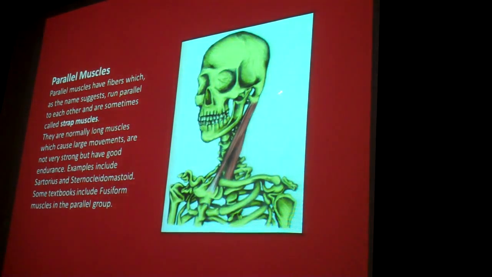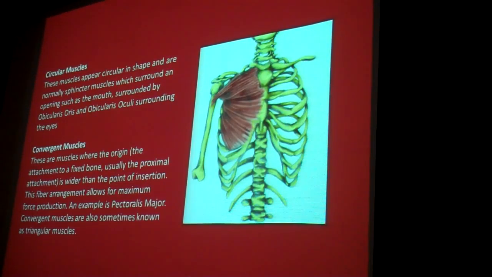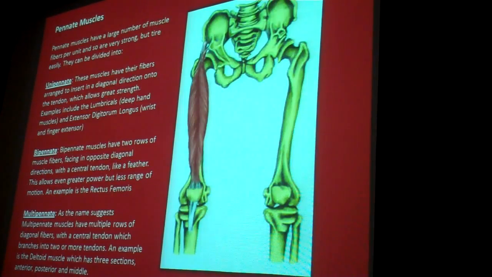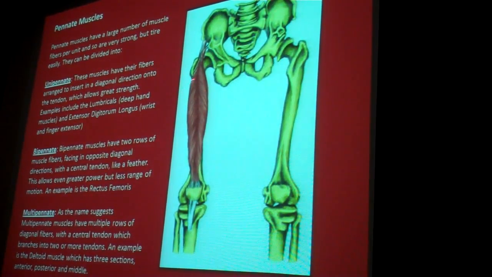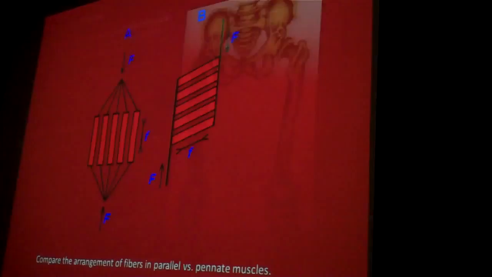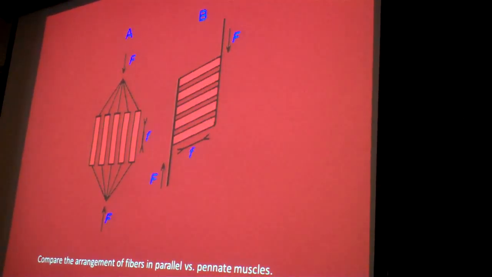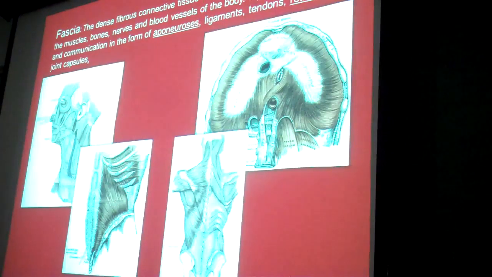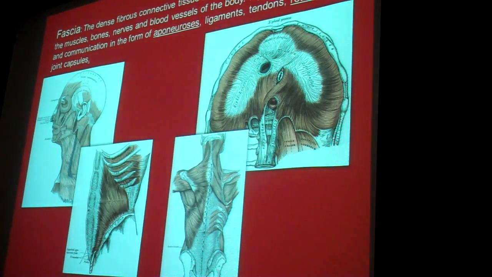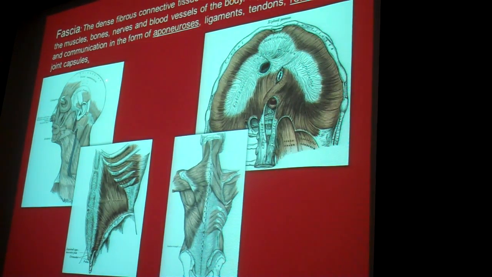Parallel muscles, I think that's pretty self-explanatory. Circular muscles, convergent muscles we went over. The pinnate muscles with the oblique fibers, like that. This is how they work. So it's like a transmission. You get a lot of power, but you're in low gear when you have a pinnate muscle kind of configuration like that.